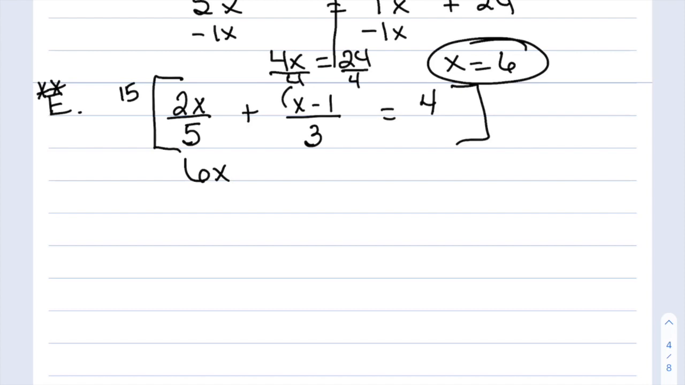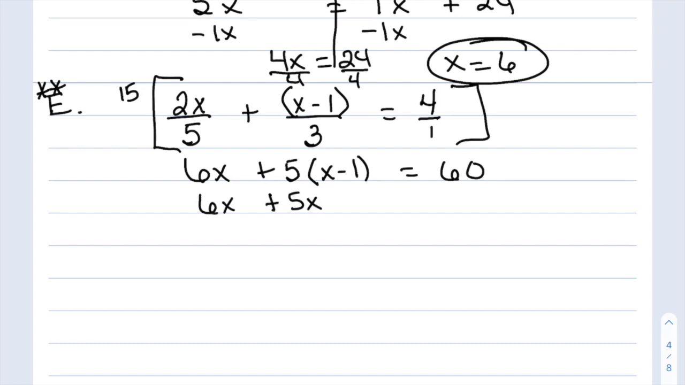3 can go into 15 5 times. I have to multiply all of this. So you can think about it looking like this. 3 into 15 goes 5. This is what we're doing. We're doing 5 times x minus 1. And sometimes it's best to do this step and trying to do it in your head. And then we can think about this as a 1 underneath there, or we can just think about 15 times 4 equals 60. Now, because we left that as distributing, we want to go ahead and distribute. So I have 6x plus 5x minus 5 equals 60. Combine like terms before we move.